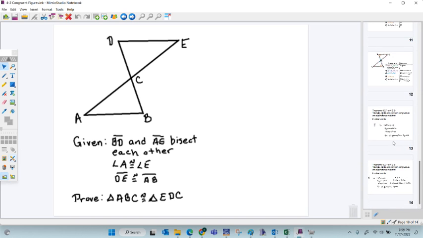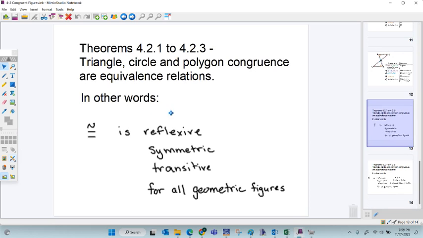All right, so just one more thing for today. And that one more thing is that all of these congruences, triangles, circles, and polygons, are all equivalence relations, meaning that they are reflexive, symmetric, and transitive. So you can use these words. Remember, reflexive said something is congruent to itself. Symmetric, you can switch the sides of the congruent sign. And transitive, if two things are congruent to the same thing, they're congruent to each other.